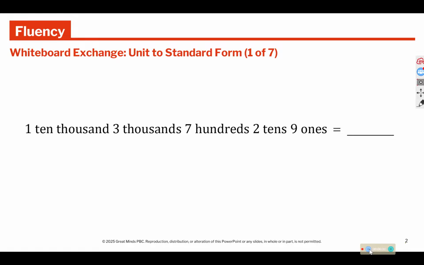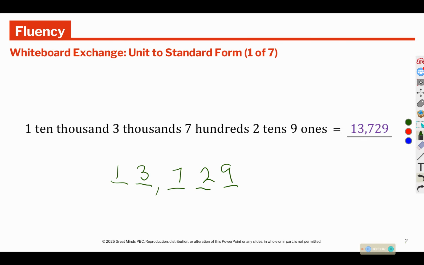So we have 1 in the 10,000s place, 3 in the thousands place, 7 in the hundreds place, 2 in the tens, and 9 in the ones. So we have 10,000s, thousands, hundreds, tens, and ones. 1, 3, 7, 2, 9. So your answer should say 13,729. So that purple is going to be what's on your whiteboard.